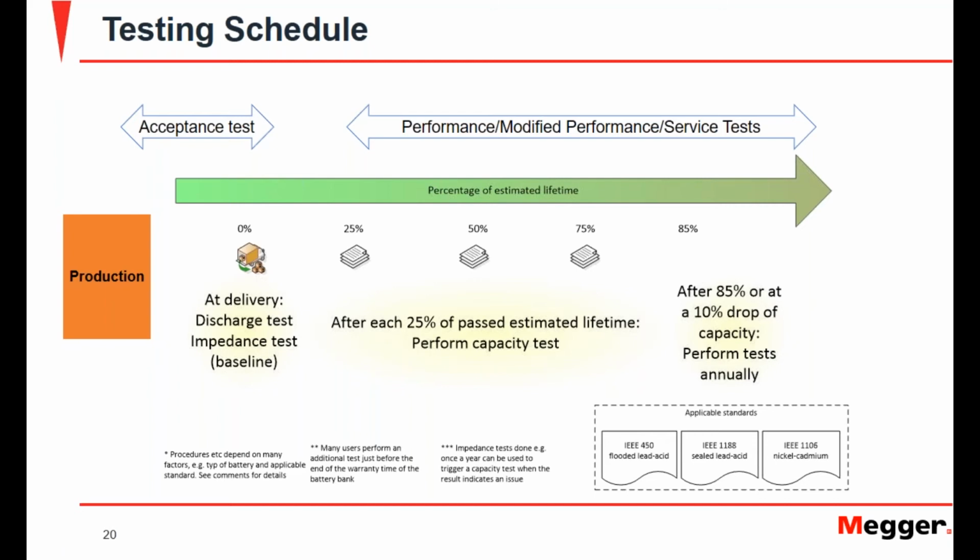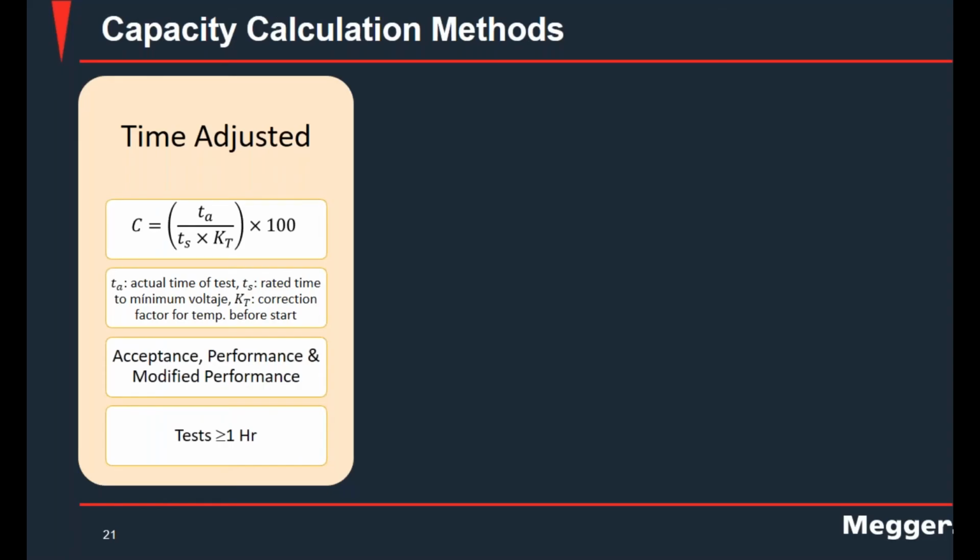An exception to this is if you run the test at the 17th year and the battery still has 100% of capacity, so you don't see any aging there and you still have a lot of remaining life, then you don't need to test every year. You test every 2 years to reduce the maintenance or the testing frequency.